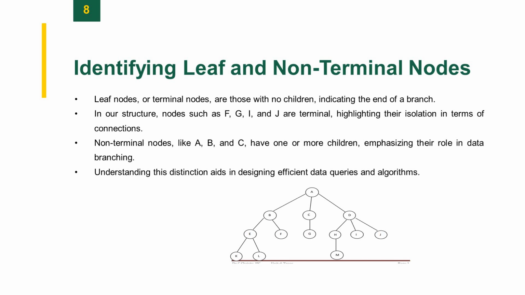Identifying leaf and non-terminal nodes. Leaf nodes or terminal nodes are those with no children, indicating the end of a branch. In our example structure, nodes such as F, G, I and J are terminal, highlighting their isolation in terms of connections. Non-terminal nodes like A, B and C have one or more children, emphasizing their role in data branching. Understanding this distinction aids in designing efficient data queries and algorithms.